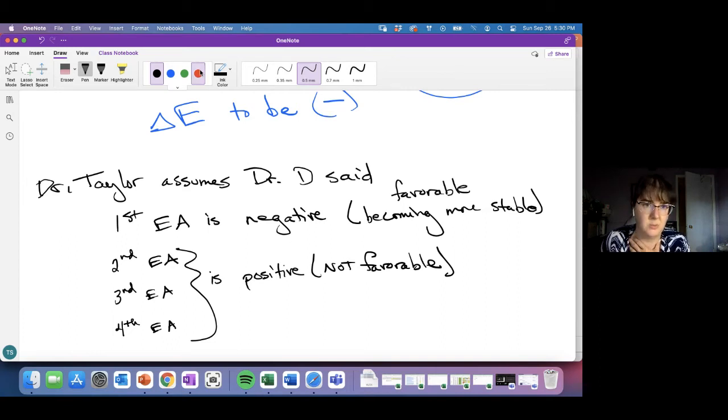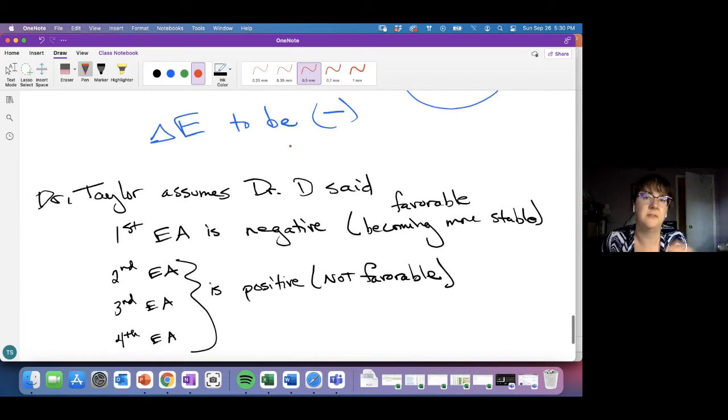And this is actually why. It's because of how we usually define and denote positive and negative in terms of energy.